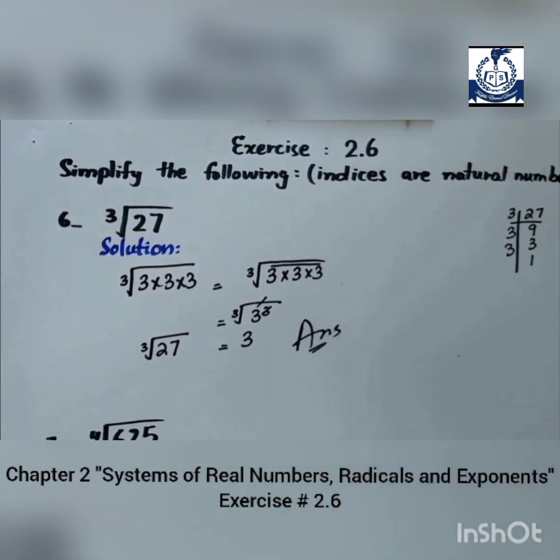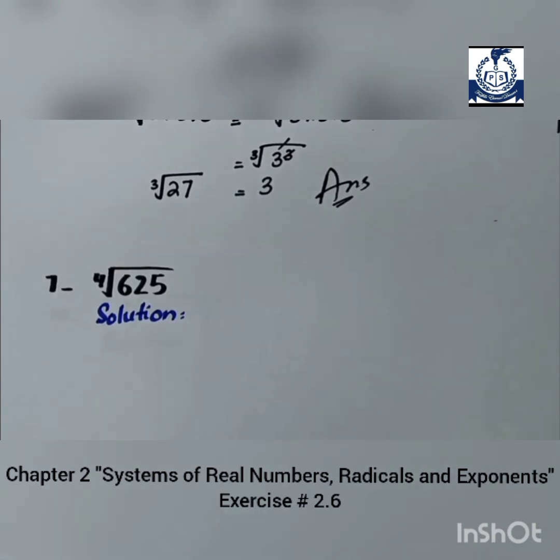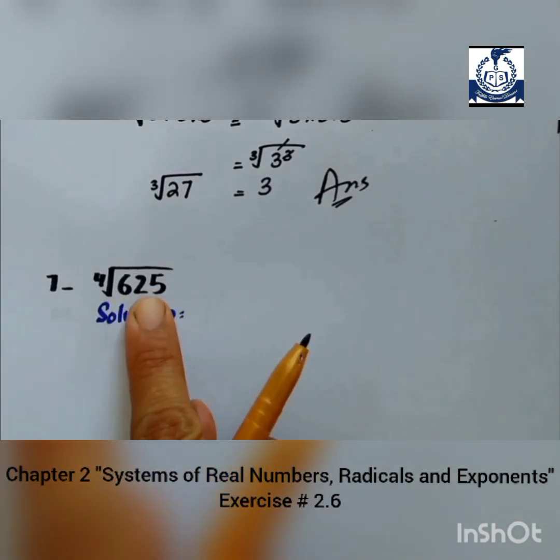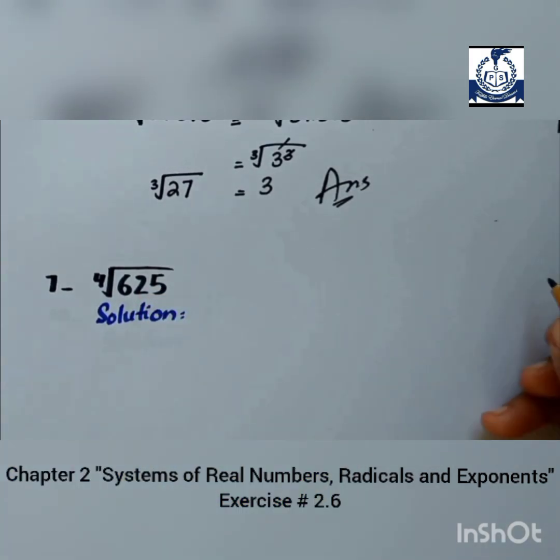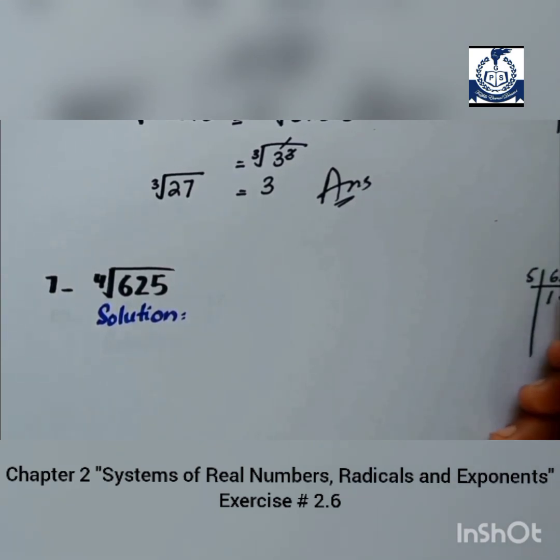Question number 7, fourth root of 625. So first we take the factors of 625. The index we have is 4. Now we take the factors of 625. 5 ones are 5, 5 twos are 10, 5 fives are 25.